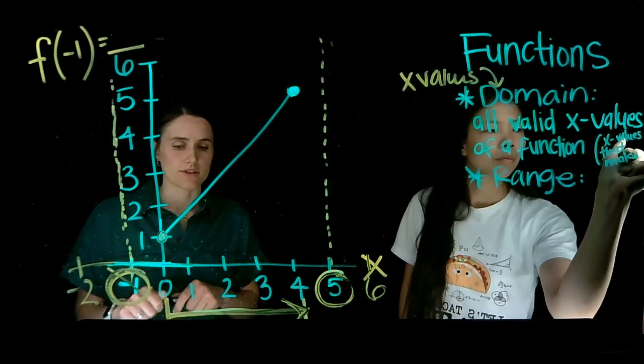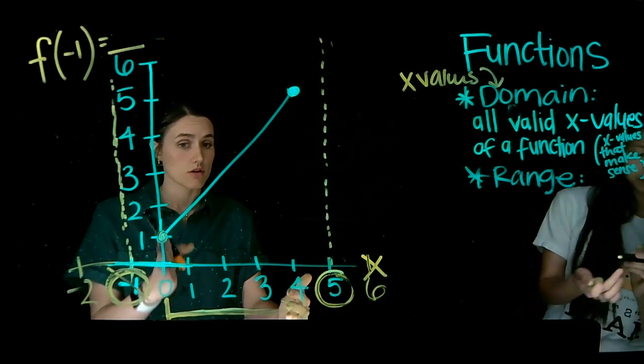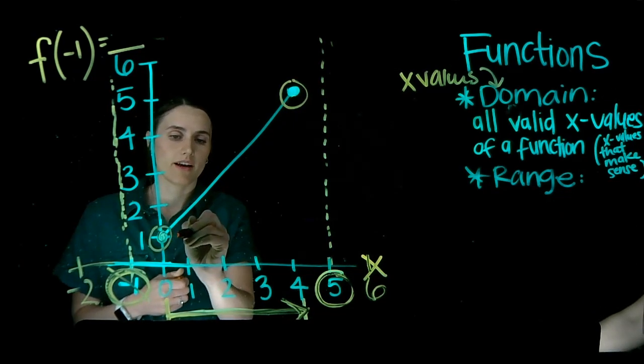The domain of this function is 0 to 4, and we'll talk about later how to write that in something called interval notation, but just for right now, we'll just think about it as the idea of 0 to 4, and it includes 0 and it includes 4, right? Because 4 is a part of our graph and 0 is a part of our graph and everything in between.